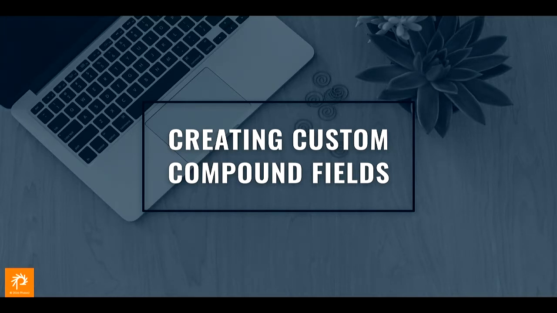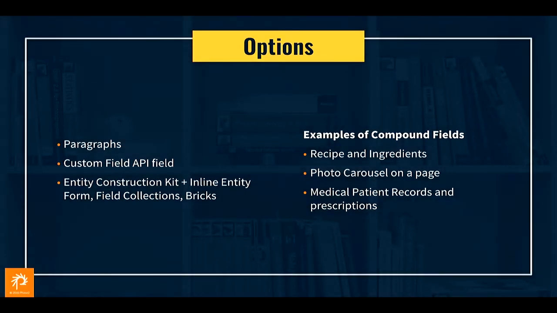But what happens when you have a use case that isn't met by an existing module? How do you create your own custom compound field? So there's a couple of options that you have at your disposal. The paragraphs module is probably the most common approach. It's a very mature module. It's existed since at least Drupal 7. A lot of Drupal 7 sites use it. It's very common in Drupal 8.